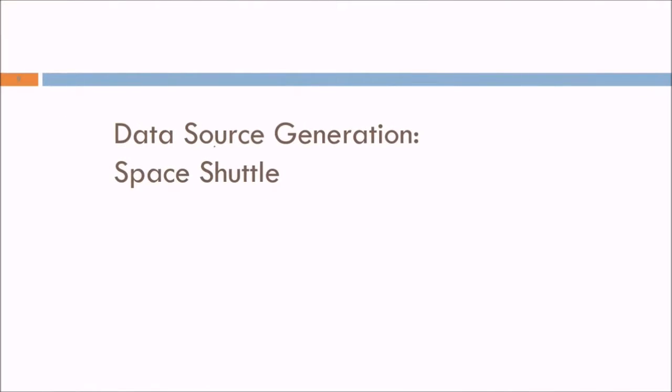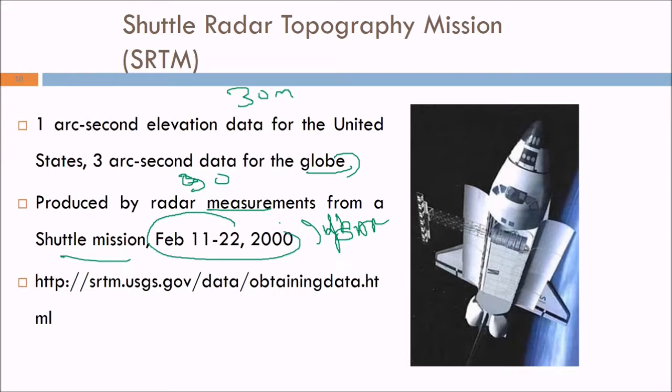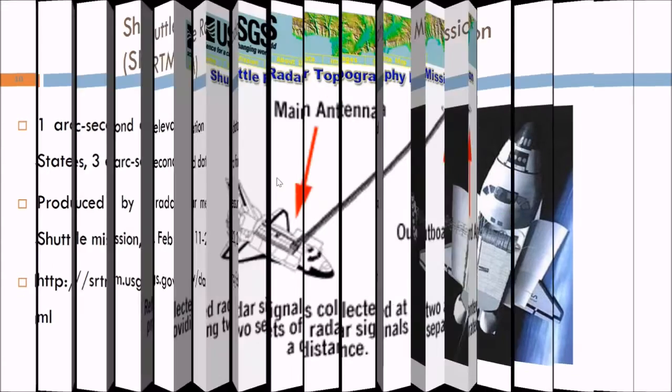elevation value. So this space shuttle SRTM we were talking about, 1 arc second elevation data for the United States, that is 30 meter for United States, and 90 meter, that is 3 arc second data for the globe, not the complete globe. This was produced by radar measurement. As I said, it uses the IFSAR measurement from a shuttle mission. This happened from February 11 to 22, 2000. This was specially sent just to find out the elevation values.